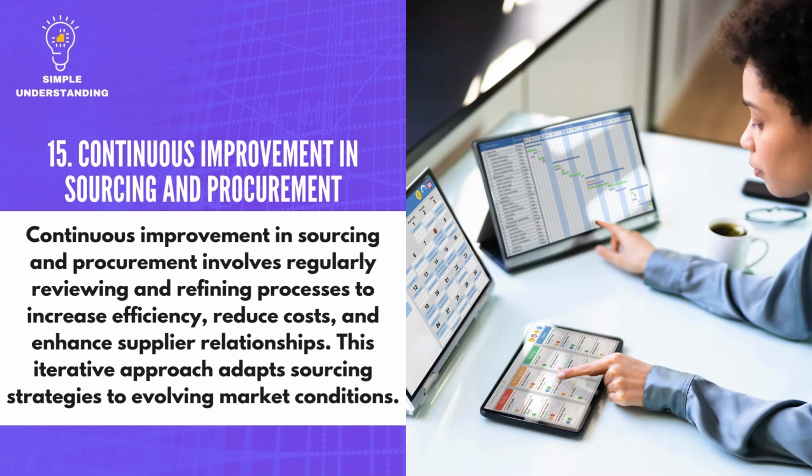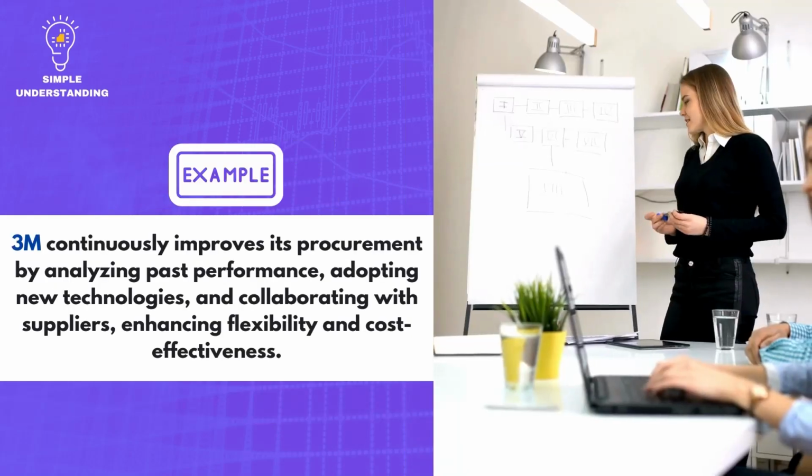15. Continuous improvement in sourcing and procurement. Explanation. Continuous improvement in sourcing and procurement involves regularly reviewing and refining processes to increase efficiency, reduce costs, and enhance supplier relationships. This iterative approach adapts sourcing strategies to evolving market conditions. Real company example.